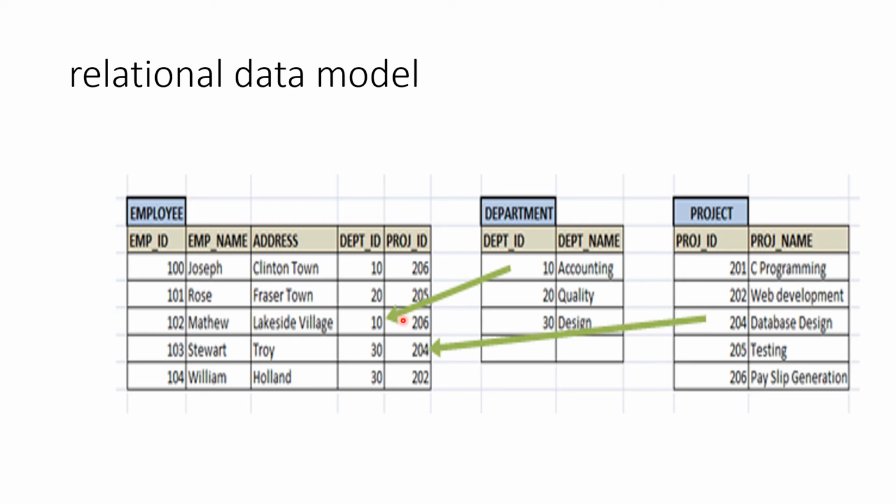For example, if we are concerned about this particular project ID 204, its information should be unique. If we consider the whole database, it should belong to a particular person or project or department or whatever.